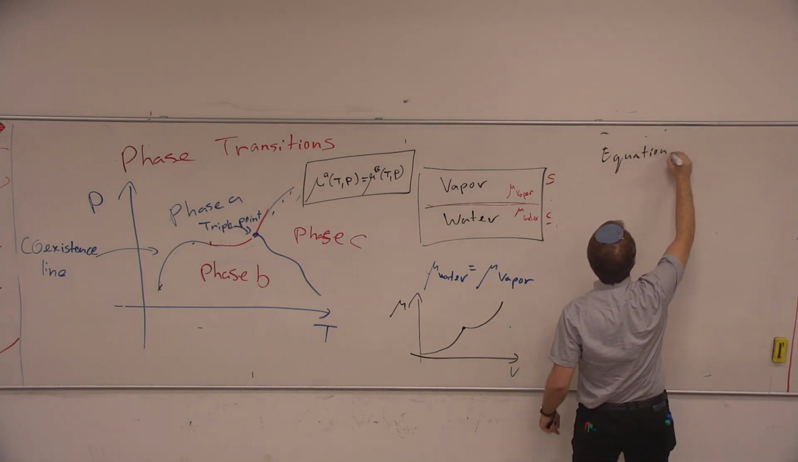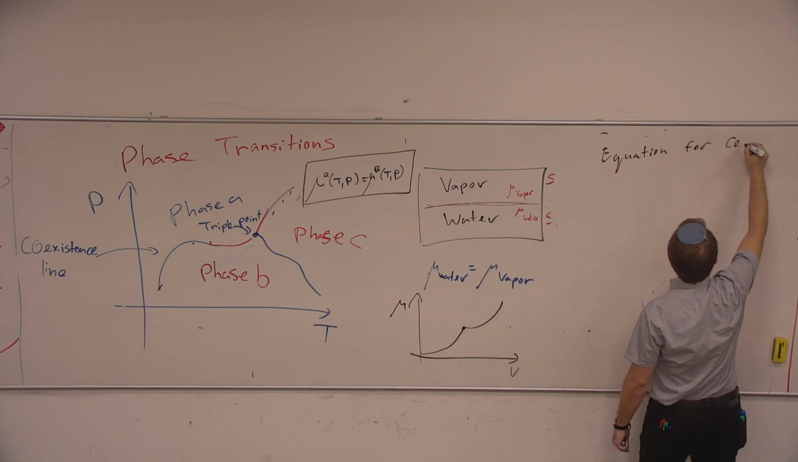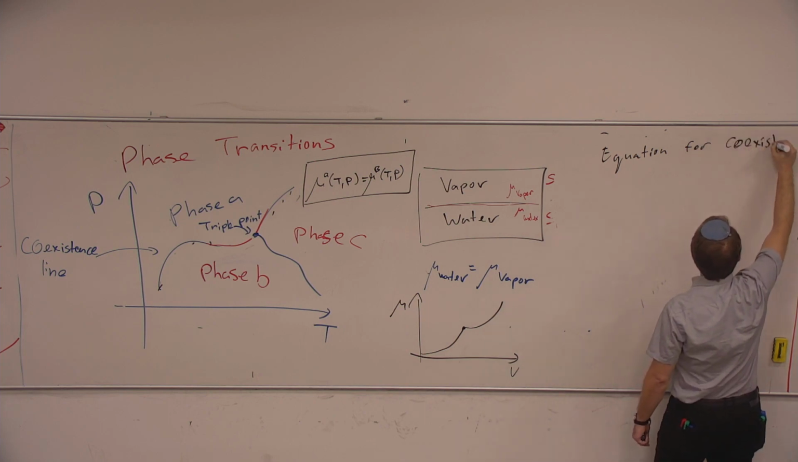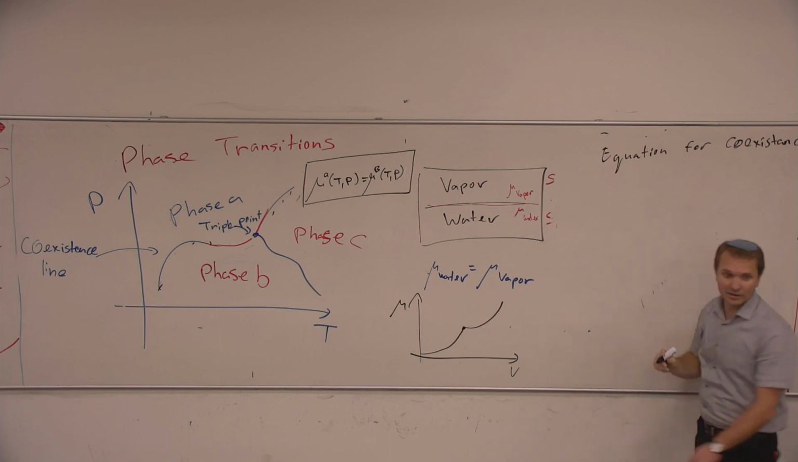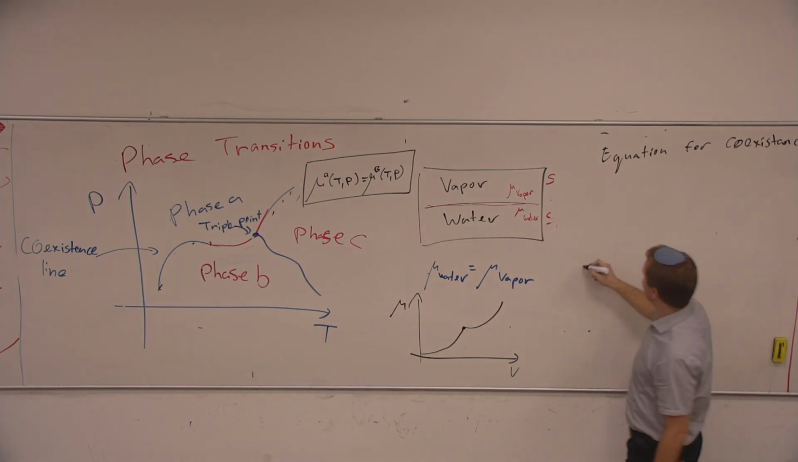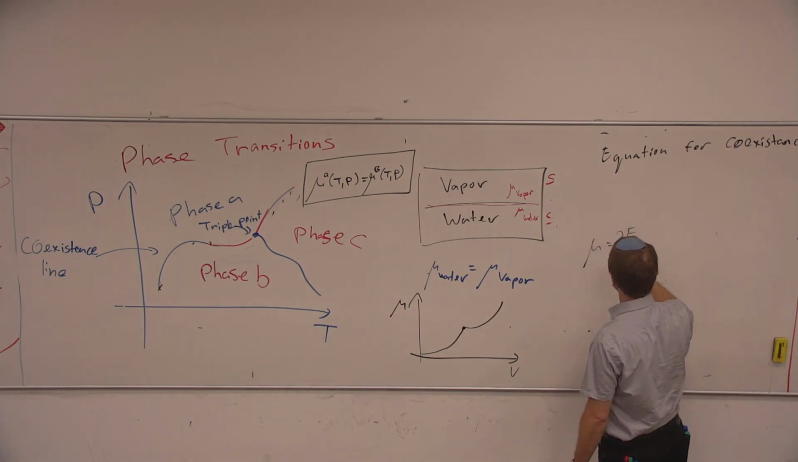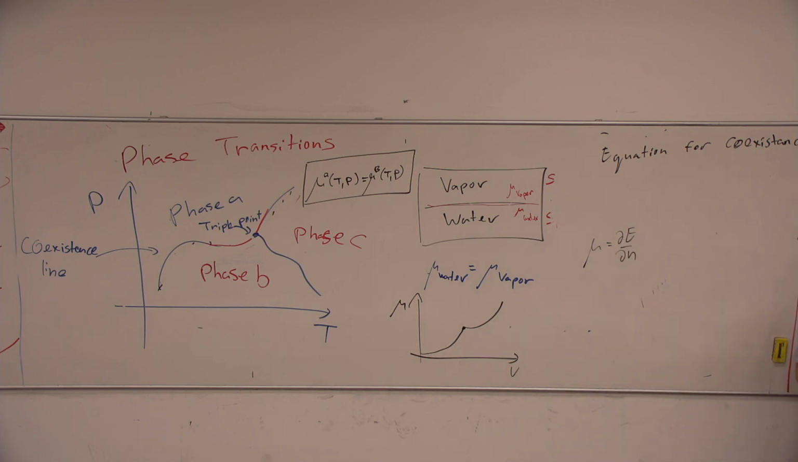Equation for coexistence. What is this chemical energy? It's the derivative of the energy with respect to N, dE/dN, which is how your energy is going to change with respect to the amount of particles. So you need the energy in each state, and you just plug stuff in, right? Isn't that how you do it? Yeah, this is how you do it. This is how I've done it, so I assume that's how you find it.